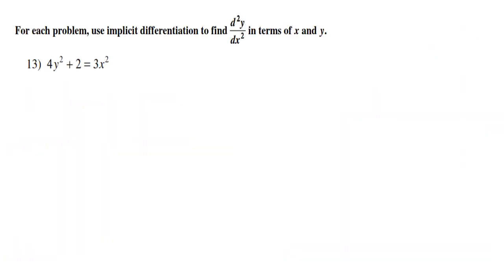For each problem, use the implicit differentiation to find the second derivative of the function, the second derivative of the function in terms of x and y. So first we are going to do the normal work to find d by dx for the left hand side, 4y squared plus 2, and do d by dx for the right hand side, 3x squared.